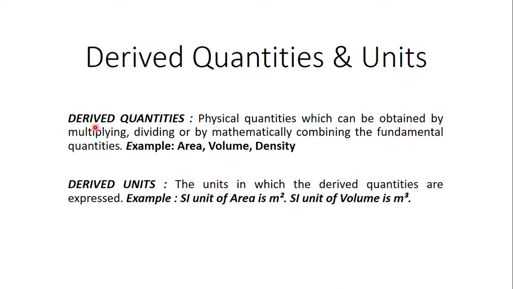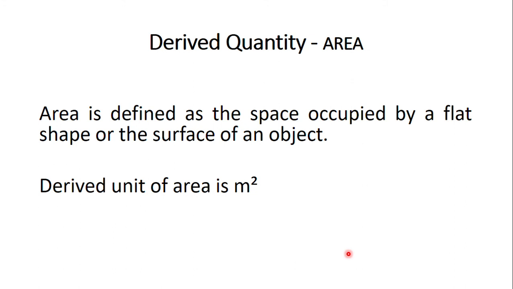So what are derived quantities? The quantities which are obtained by mathematically combining the fundamental quantities are called derived quantities. They are area, volume, density, and the units in which these derived quantities are expressed are called derived units. Now let us consider the derived quantity area. Area is not a fundamental quantity. You derive it by using a formula, which we are going to deal with now.